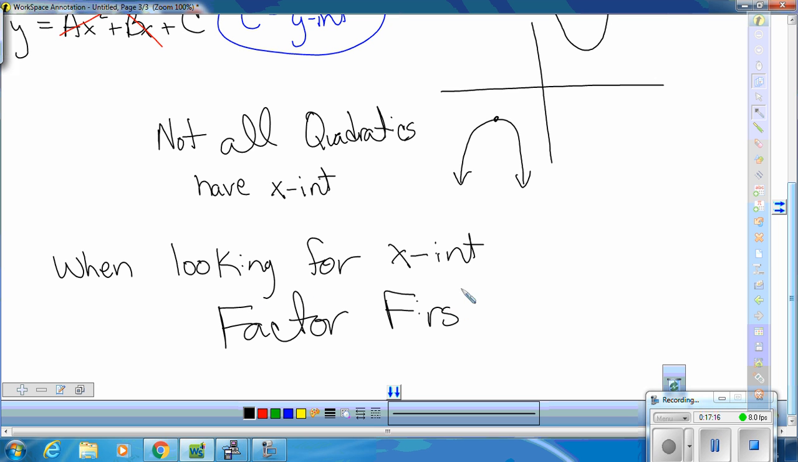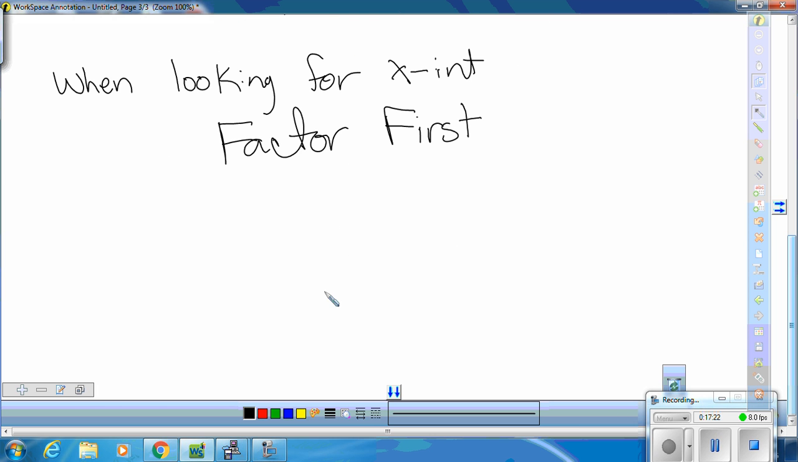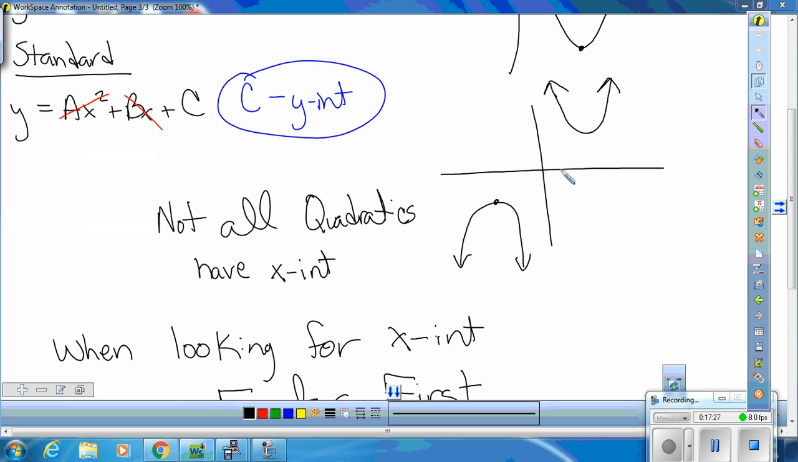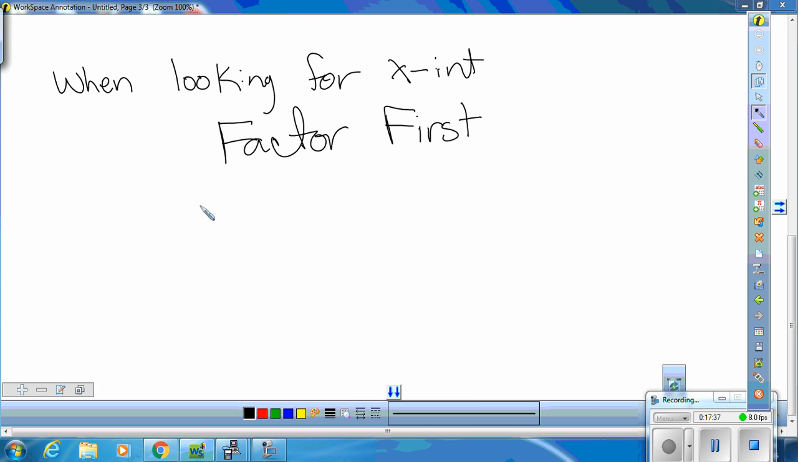All right, we want to factor it first. If you can factor it, finding the x-intercepts is super easy because the x-intercepts are going to be where they are equal to 0. Because again, all these points are x, 0. It's where the y value is equal to 0. So when I factor it, I want to find where those factors are equal to 0, and that'll tell me where it crosses the x-axis.